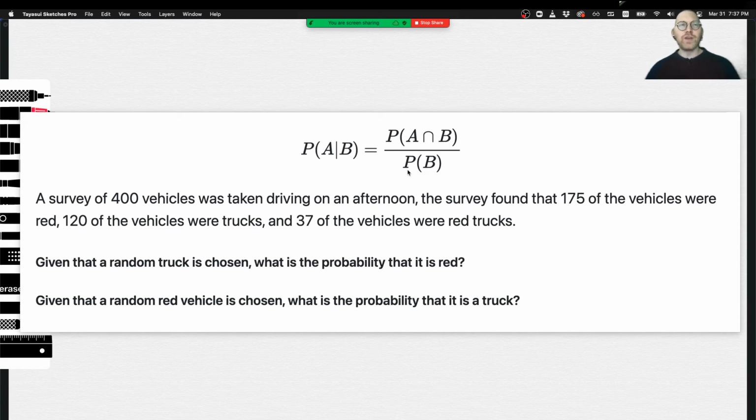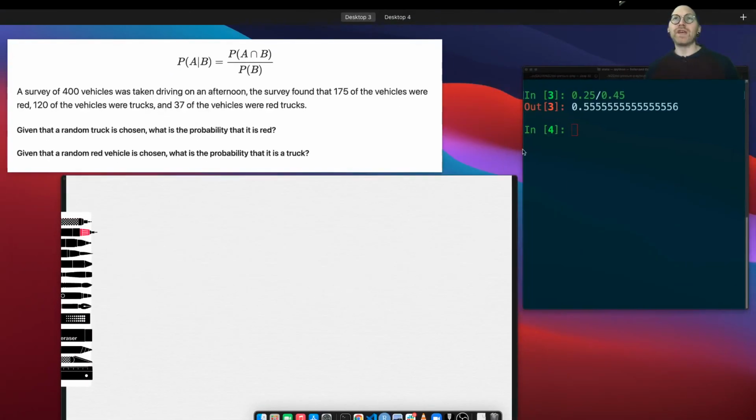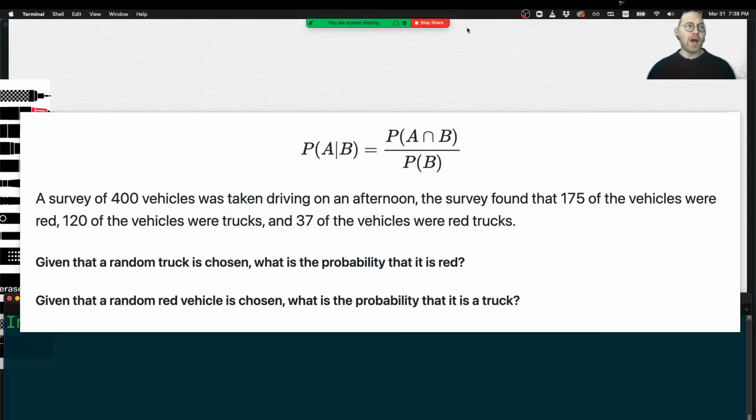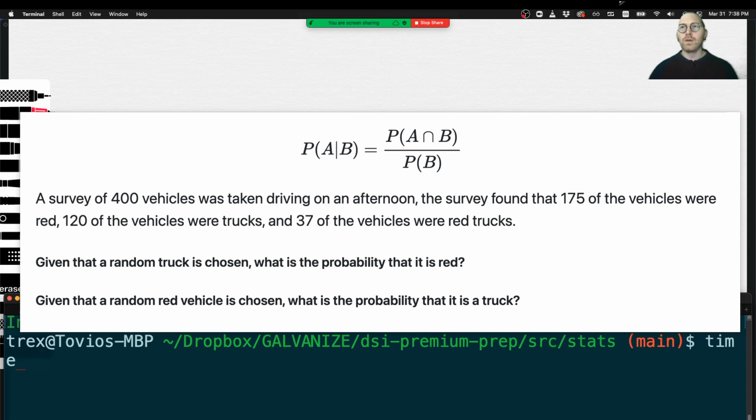A survey of 400 vehicles was taken driving on an afternoon. The survey found that 175 of the vehicles were red, 120 of the vehicles were trucks, and 37 of the vehicles were red trucks. Given that a random truck is chosen, what is the probability that it is red? And given that a random red vehicle is chosen, what is the probability that it is a truck? So I'm going to set a timer, and I'll put 4 minutes on this. Try that out, and then we'll walk through it.